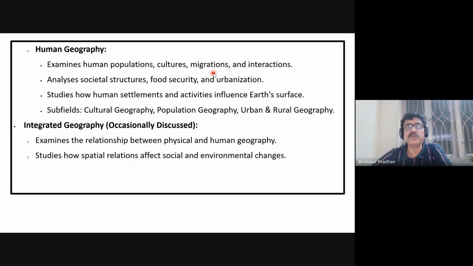Migration is people going from one place to another. Tourism is also called temporary migration, but here it is continuous migration. Why do people go from one place to another? In this temporary migration, tourists are also called temporary migrants. And interaction, how they interact with each other, is discussed in human geography and integrated geography.